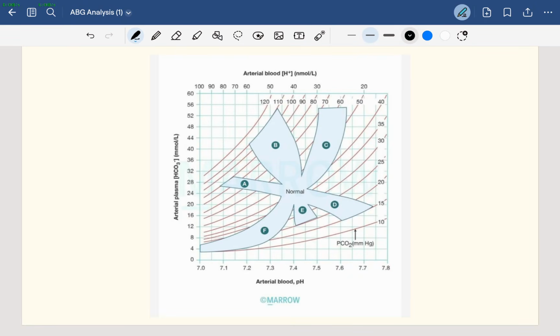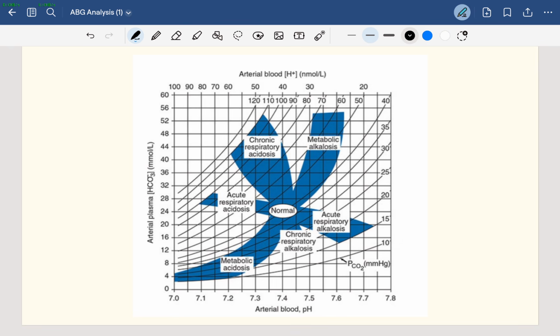Rarely you may end up with a question like this, asking you to identify the various acid-base abnormalities according to this nomogram. That brings us to this. This is called the Siggaard-Andersen Nomogram. The name is probably not important.